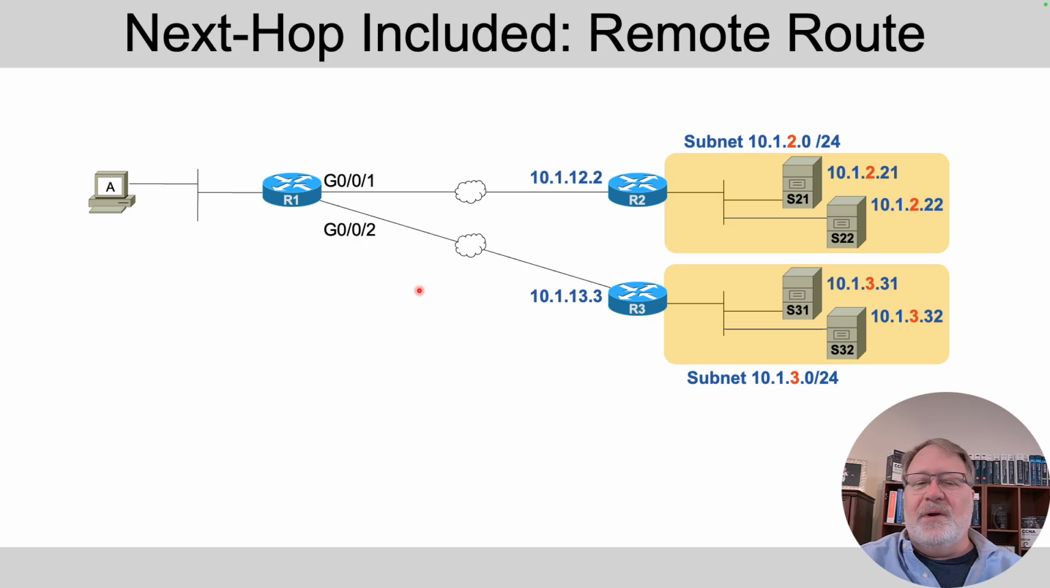All right. So here's a repeat of this same old topology. A is going to send a packet to server 21.